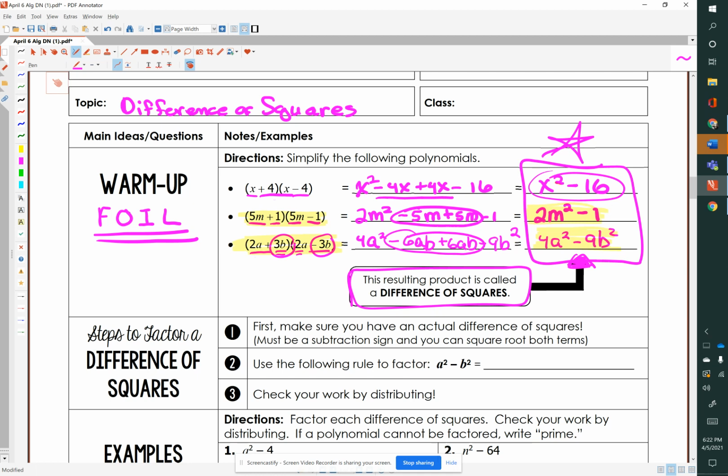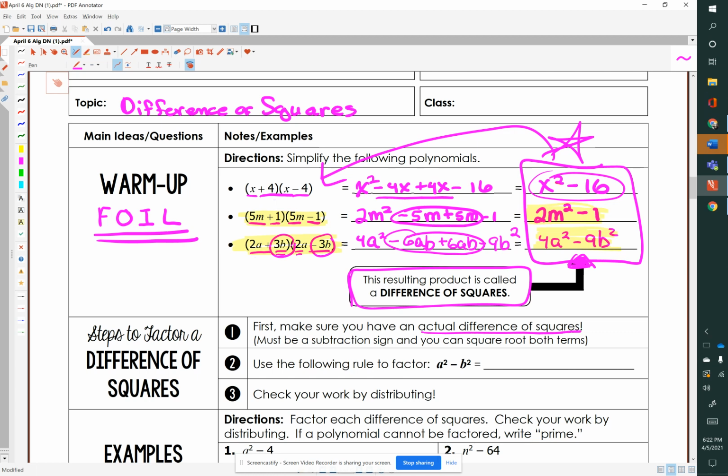So how do we factor it? How do we go from here back to there? So we've gone in this direction, but we want to go back again. So the first thing you need to do is to make sure that you have an actual difference of squares.